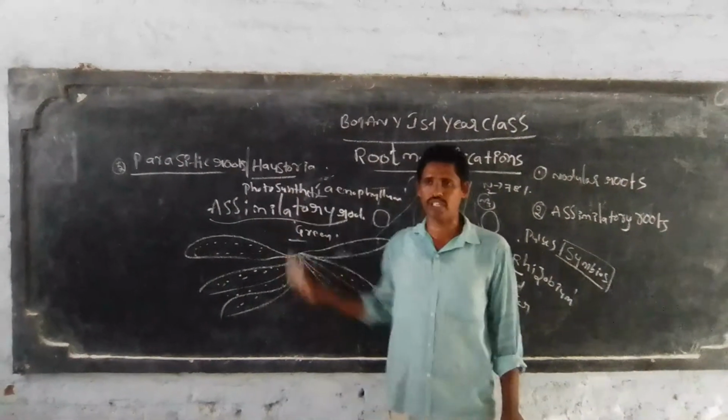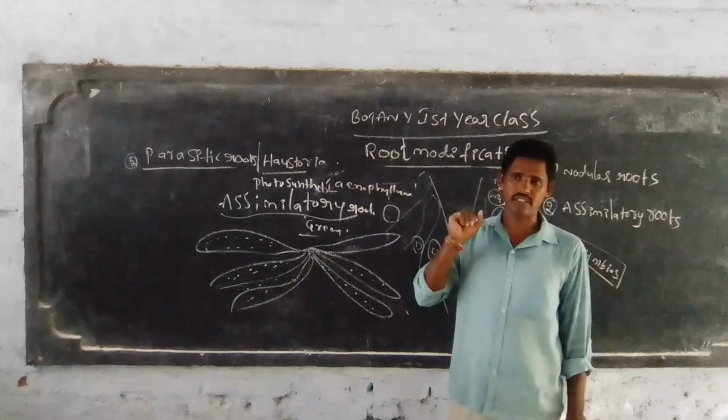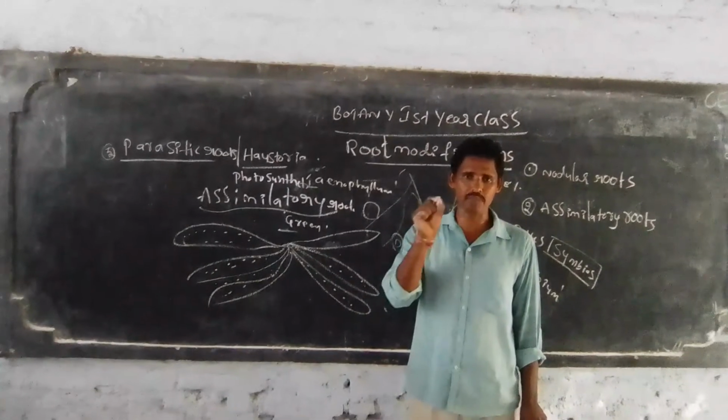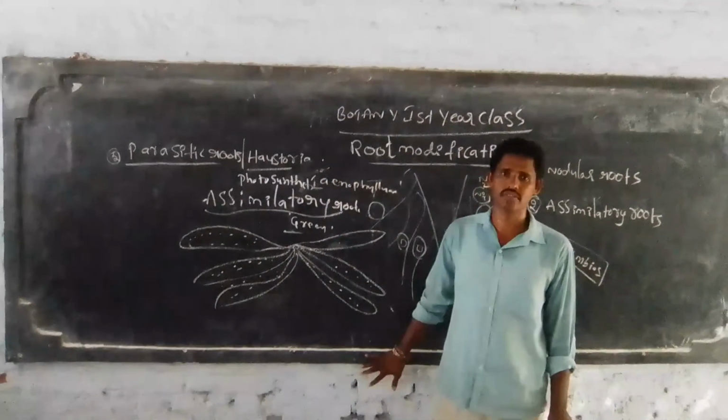It is a very important question. It carries 5-8 marks. In that, 3 marks for the diagram, remaining 5 marks for information.